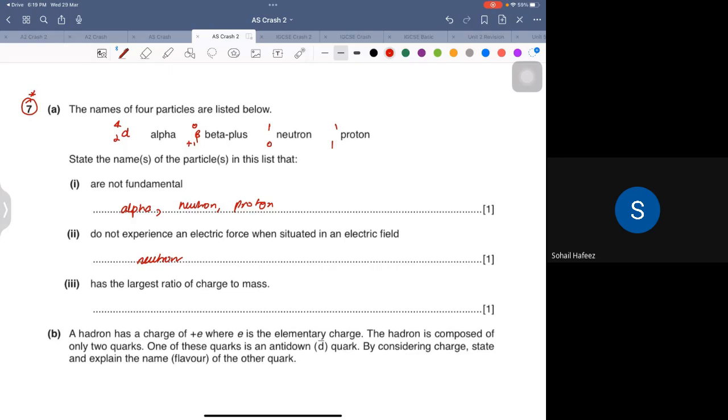Now let's check. For alpha, the charge to mass ratio will be 2/4, which is half. For the beta plus, this will be 1 over 0, that is infinity. Sorry, this is 1 over 0. This is 0 over 1, that is 0. And that is 1 over 1, that is 1. So this means this one has the largest. So we're going to write beta plus. Is it clear, everyone?